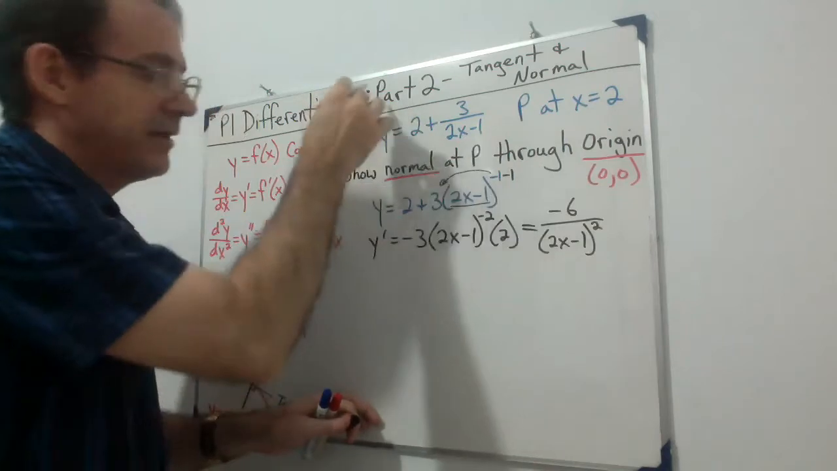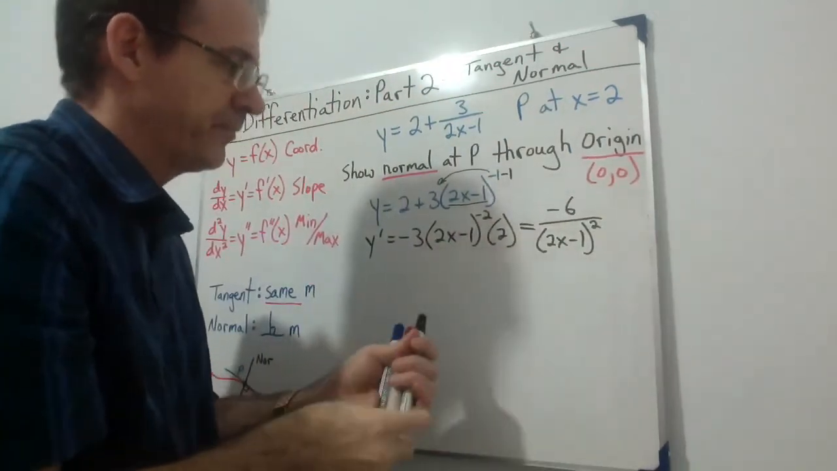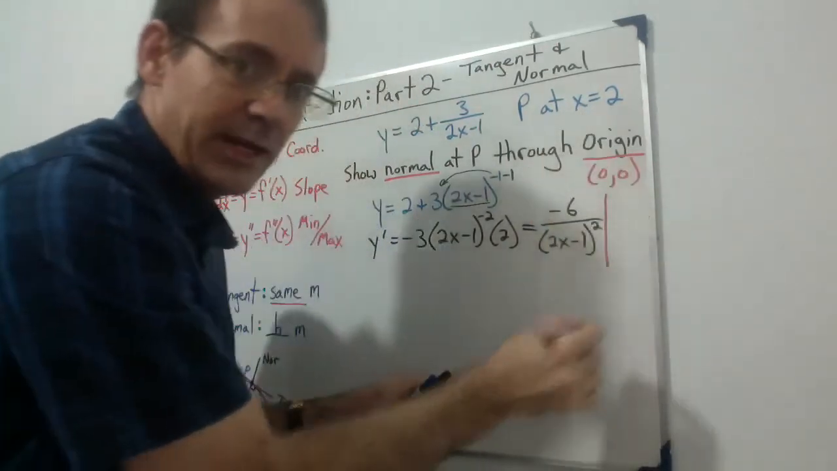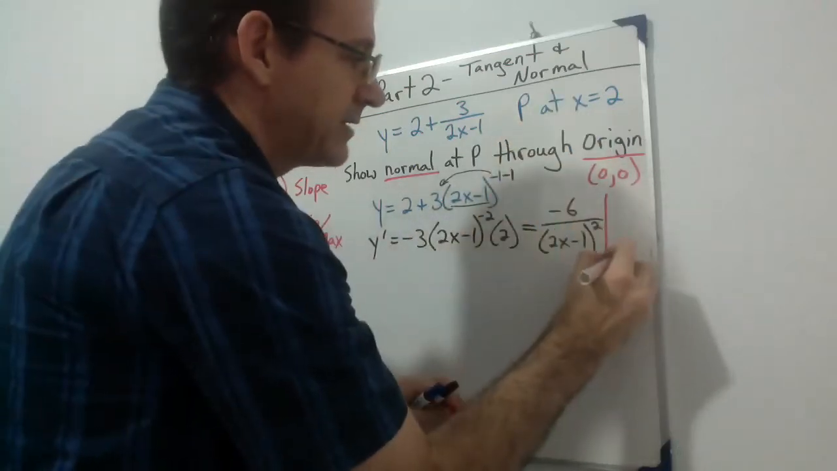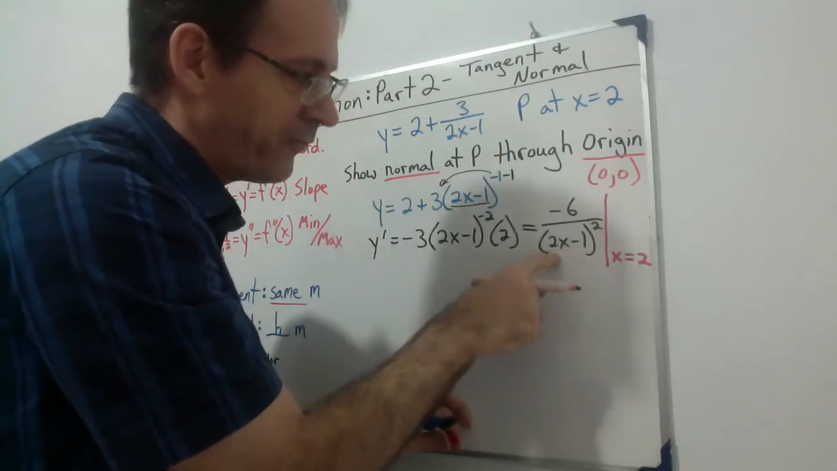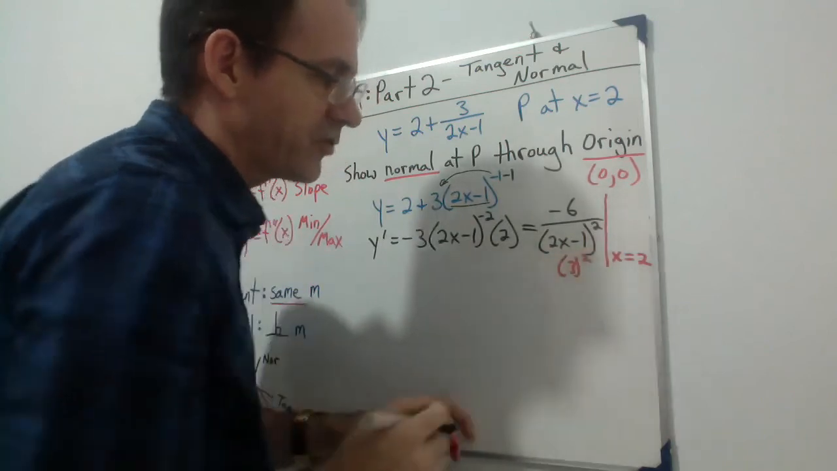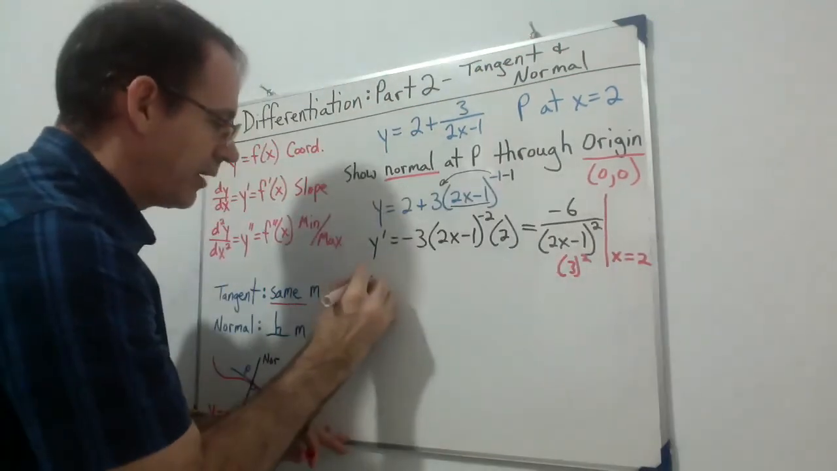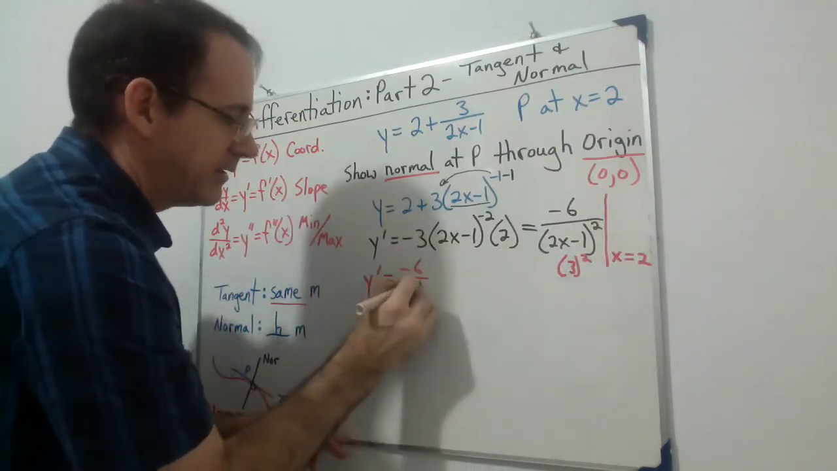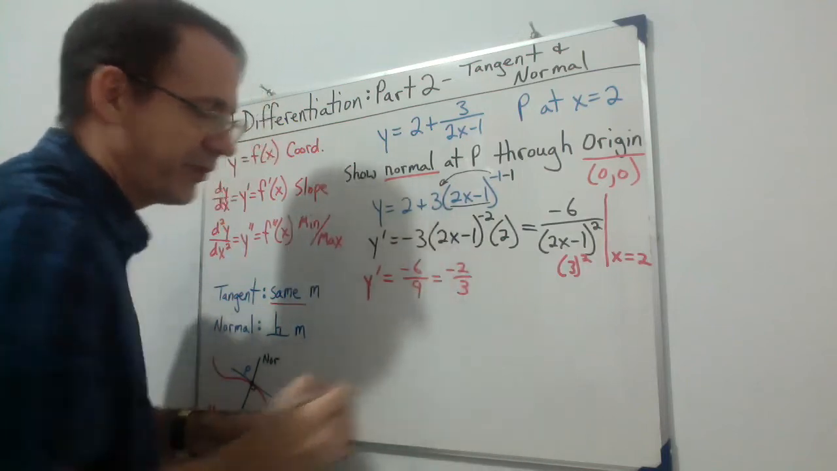Maybe you remember that from part 1. Now we have an x-coordinate to plug into it. So we're going to evaluate this slope for when x equals 2. So if we plug 2 in here, we get 4 minus 1 is 3. Squared is 9. So our y prime now is a negative 6 over 9, which reduces to a negative 2/3.